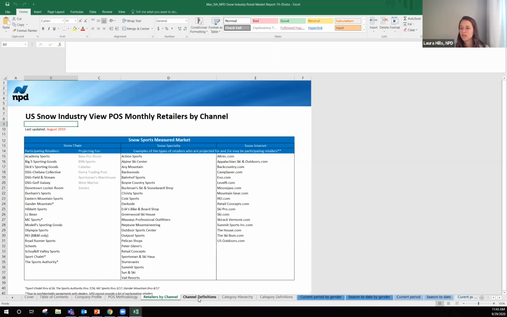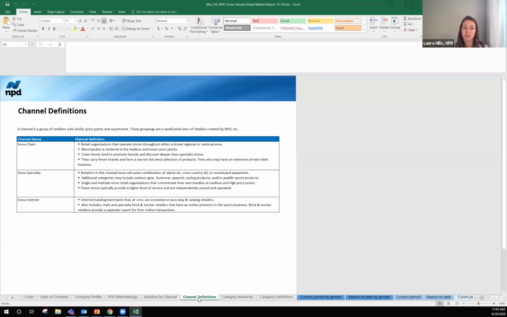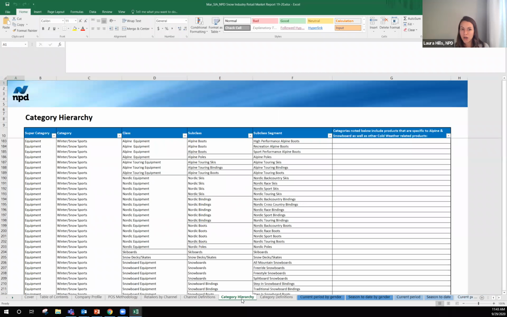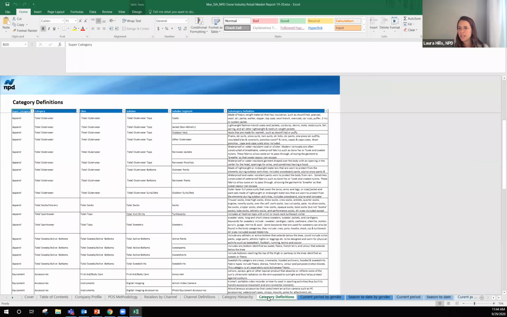So that's your retailers by channel. And then also the channel definitions of why we segment retailers the way that we do. And your category hierarchy. Your category hierarchy is going to be outlined pretty much in the data tabs. But again, if you want to know exactly how we define any of the subclass segments, you have all of that information here.